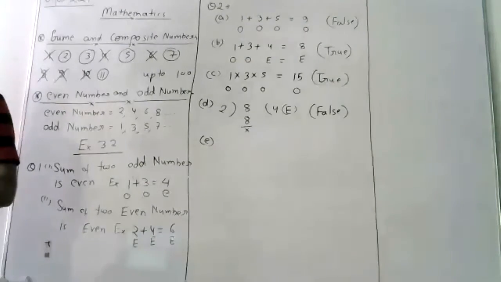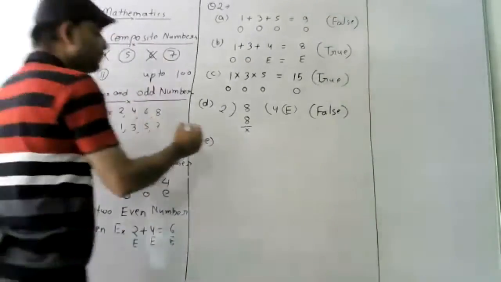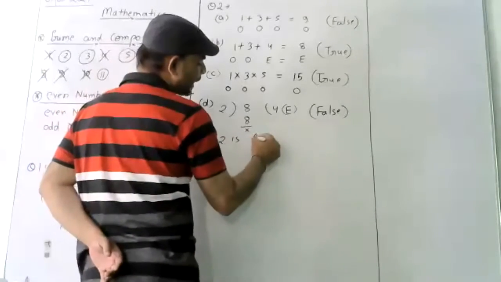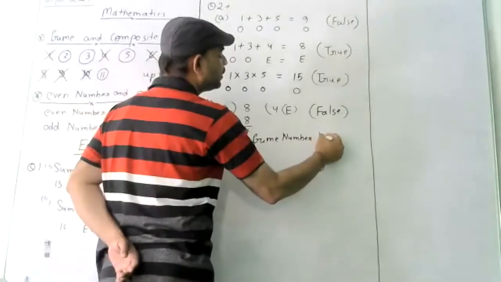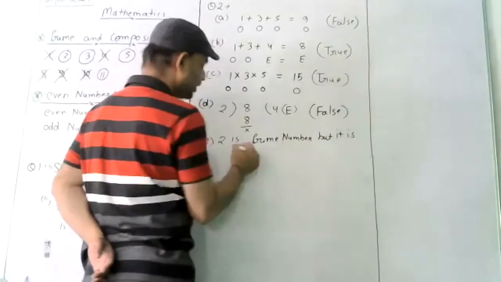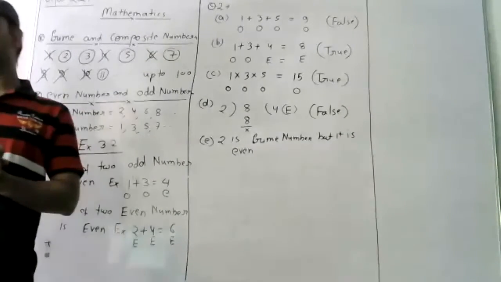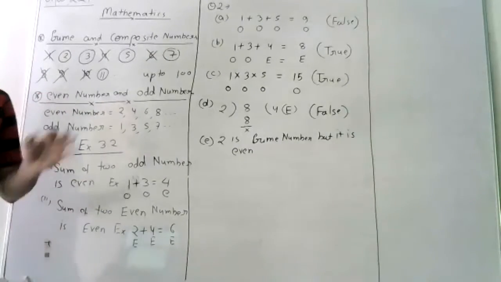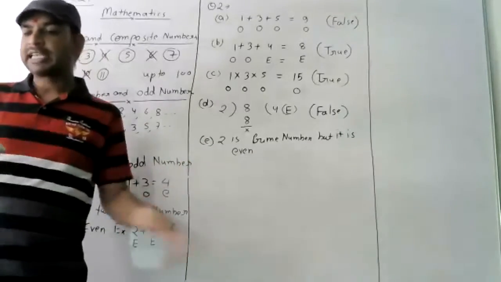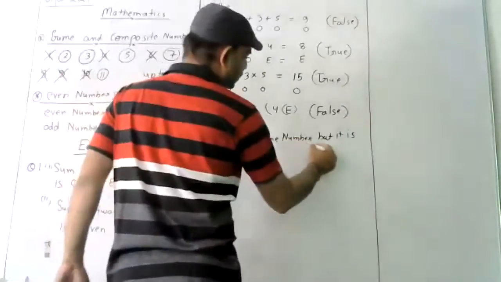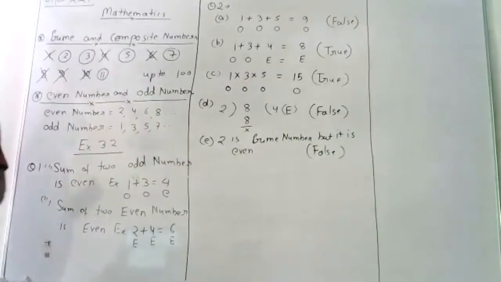E. All prime numbers are odd. 2 is a prime number, but 2 is even. According to this statement, all prime numbers are odd. The smallest prime number is 2, and 2 is an even number. So statement E is false.